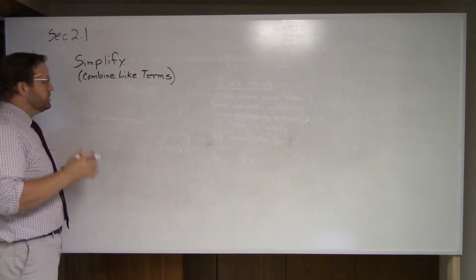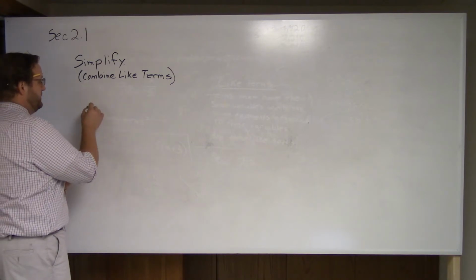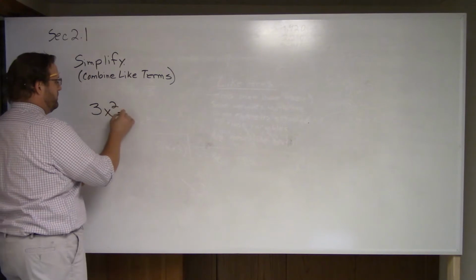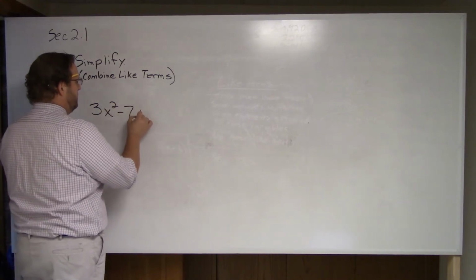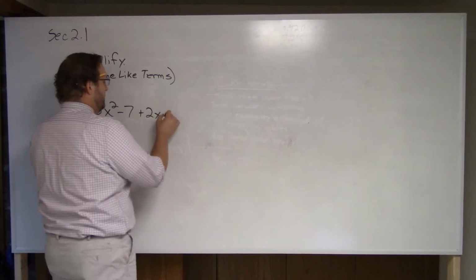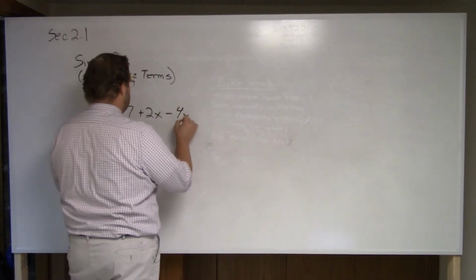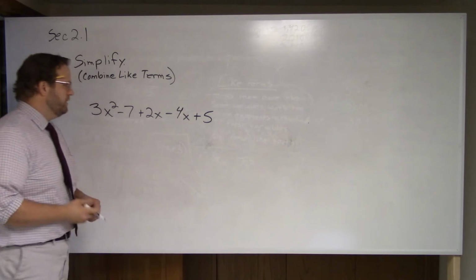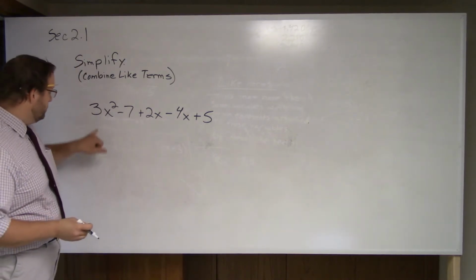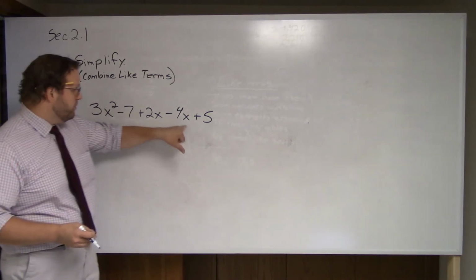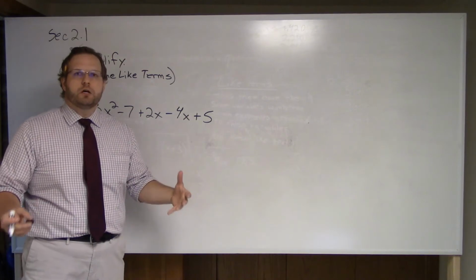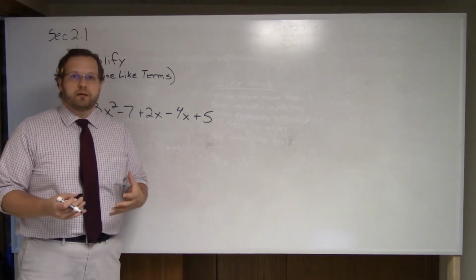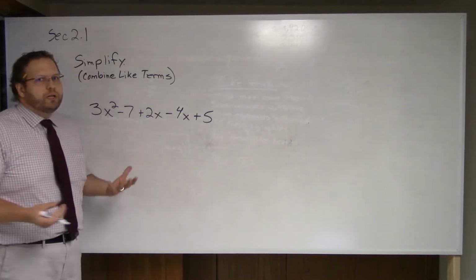Okay? So let's say we have an expression like this. Let's say we have 3x squared minus 7 plus 2x minus 4x plus 5. Okay, right now we have 1, 2, 3, 4, 5 terms all laid out. All we want to do is consolidate these like terms, pull them together. Okay, really all we're doing is organizing.